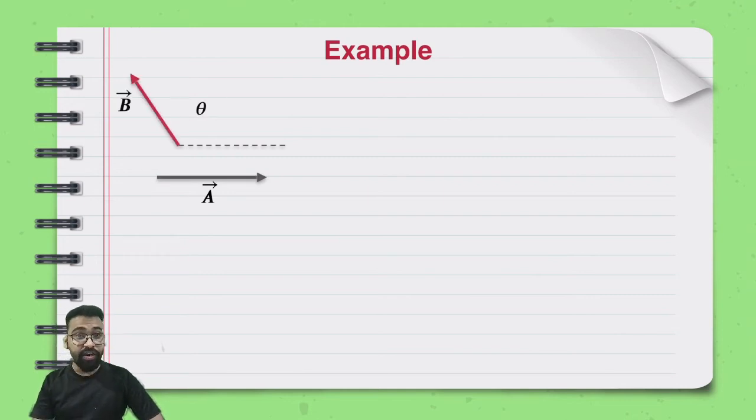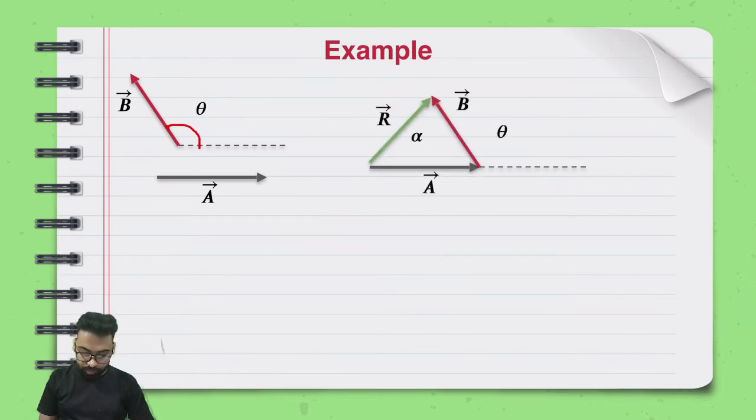You're also given a vector B such that this angle, let us say, is theta. Now, you probably want to add these two vectors. Let us say we are asked specifically to add using triangle law of vector addition. So what will I do? I will put A. If you see, at the end of A, I have put B.